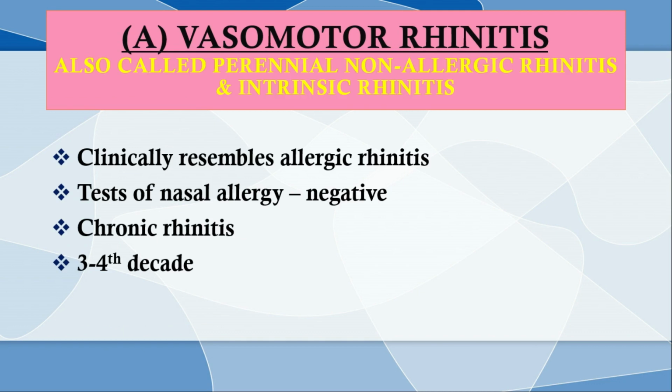First of all, talking about vasomotor rhinitis, which is also called perennial non-allergic rhinitis or intrinsic type of rhinitis. Now, in this type of rhinitis, clinically it resembles allergic type of rhinitis, whereas when we conduct the tests of nasal allergy, they come out negative. It's a chronic type of rhinitis which usually occurs in the third or fourth decade of life.